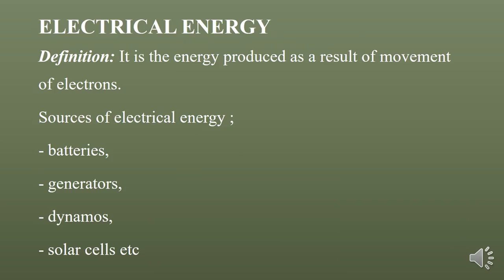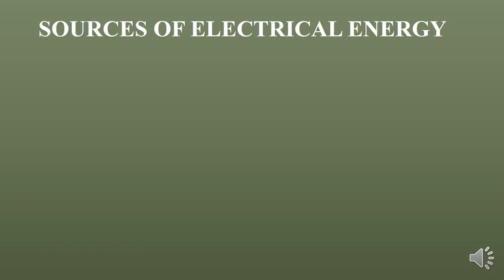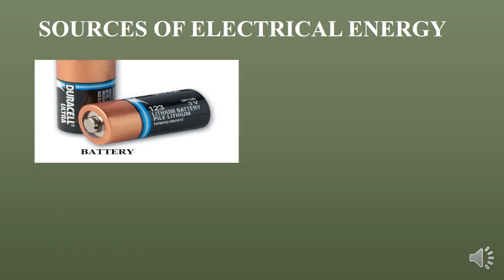Let's look at electrical energy. It is the energy produced as a result of movement of electrons. So whenever electrons move, electrical energy is generated. Sources of electrical energy include batteries, generators, dynamos, solar cells, and many more. On your screen, you have some of the sources as we mentioned in our previous slide.